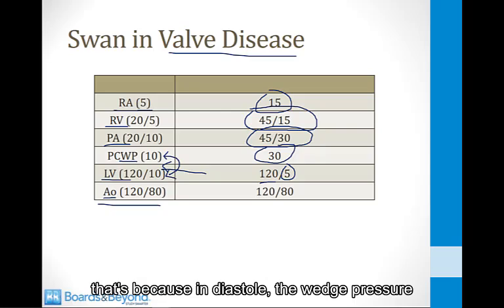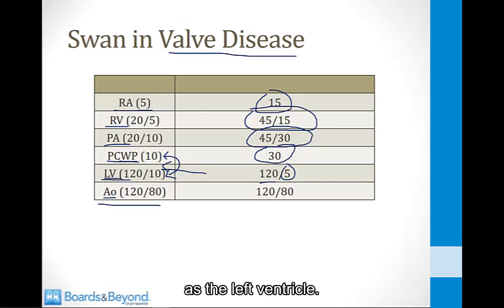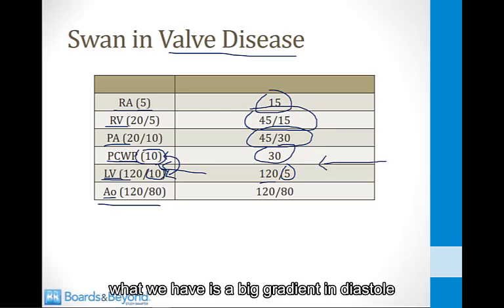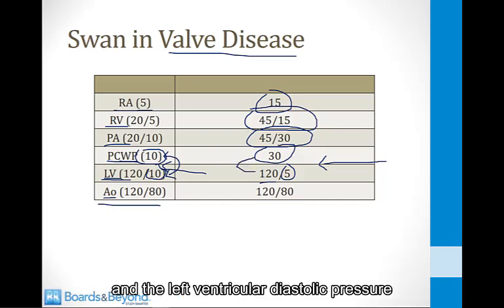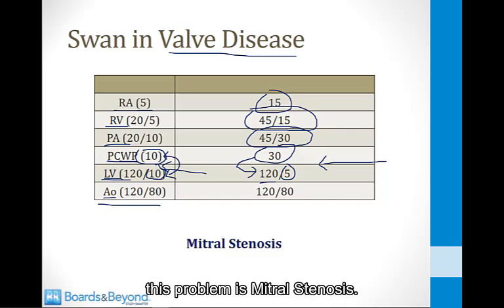That's because in diastole, the wedge pressure, which is the left atrium, has the same pressure as the left ventricle, so the diastolic pressure in the left ventricle should be the same as the wedge pressure. In this patient, however, what we have is a big gradient in diastole between the left atrium pressure represented by the wedge and the left ventricular diastolic pressure, and the condition that causes this problem is mitral stenosis.